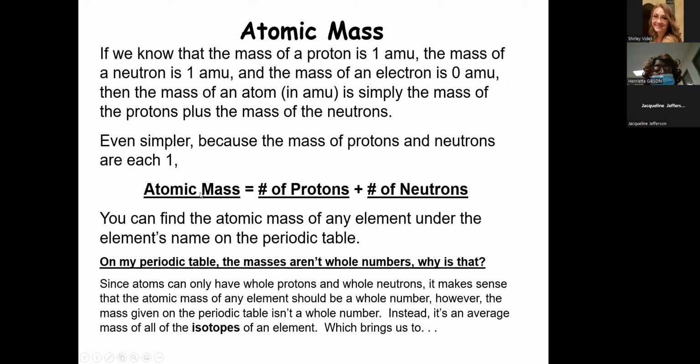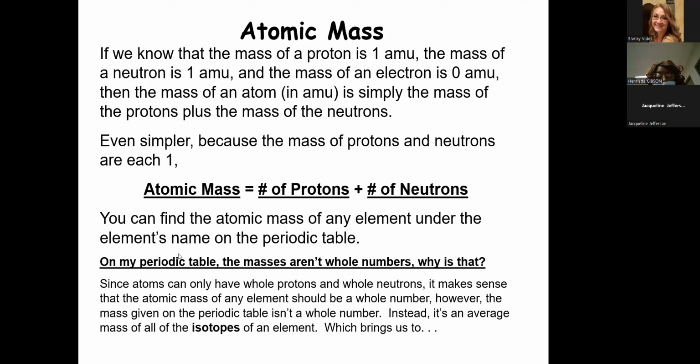So right here, atomic mass. Once again, I'm going to spotlight it so that you write this down. Atomic mass is equal to the number of protons plus the number of neutrons. You see that right here? Very important.